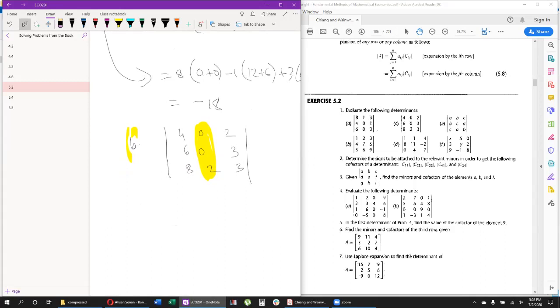Determine the sign to be attached to the relevant minor. Okay, 2 you guys should do. 2 and 3, give it a go. All of you should be able to do them. If you understand part 1, 2 and 3 are easy enough.